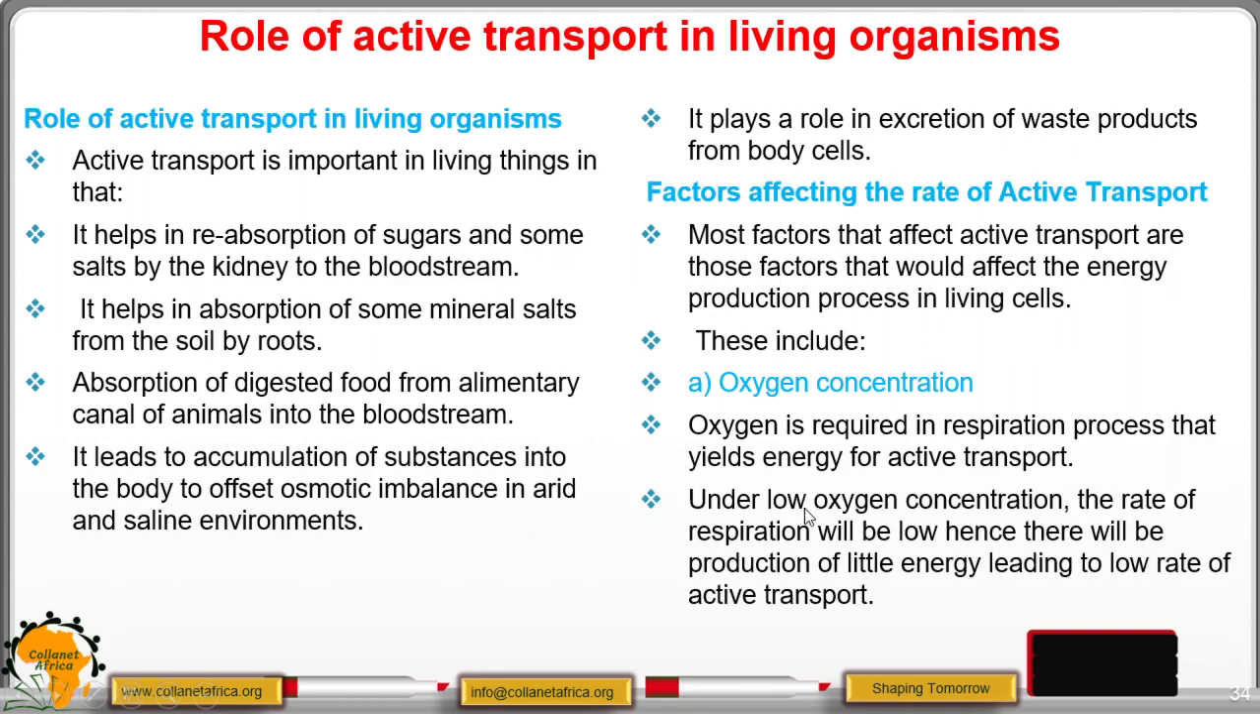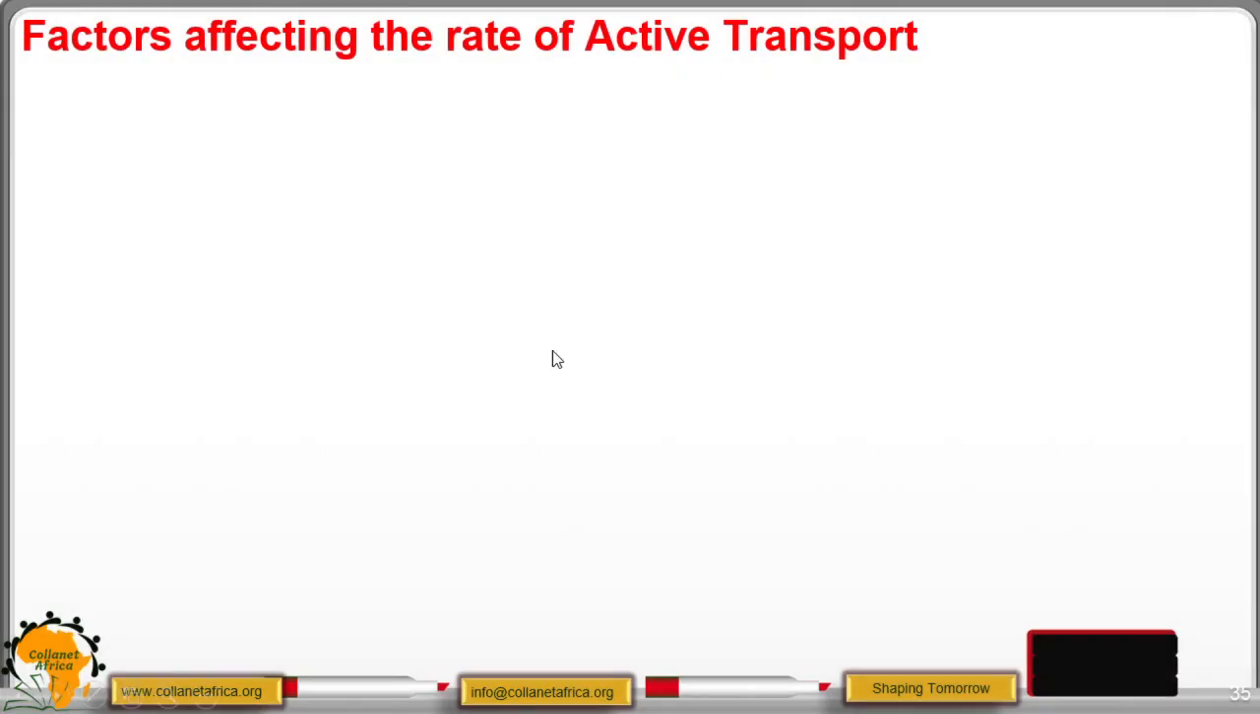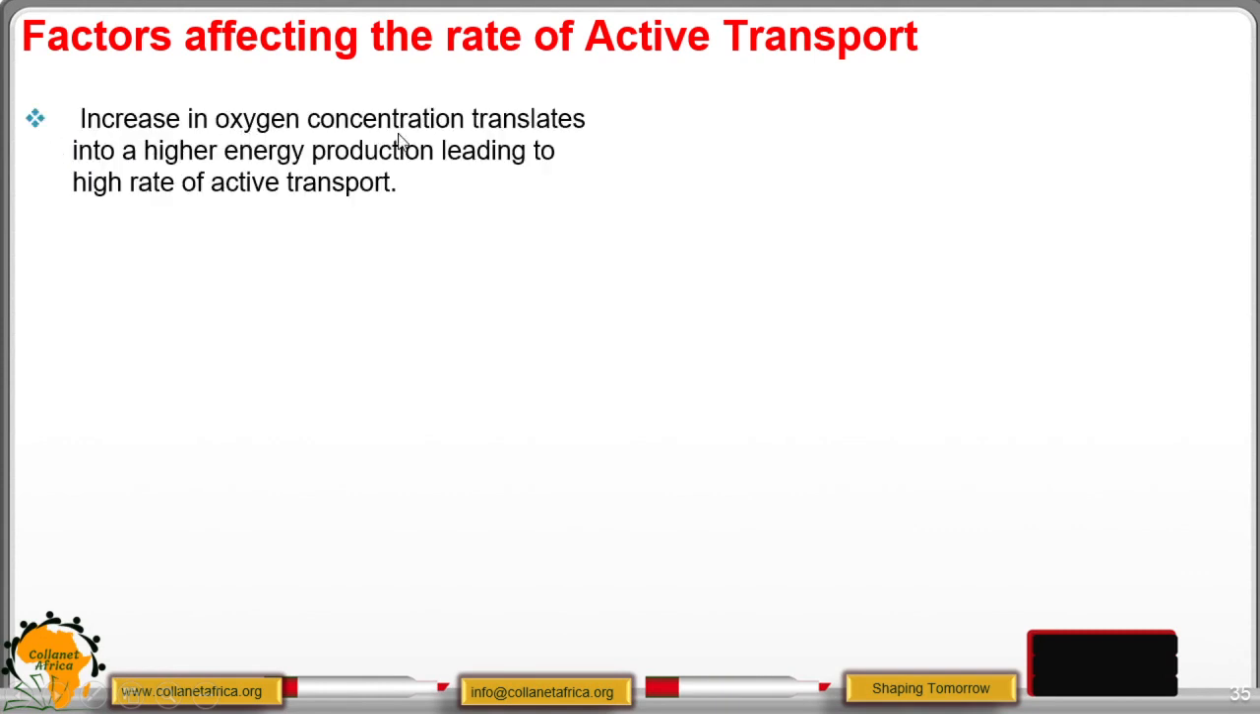So in cases of low oxygen concentration, the rate of respiration would be low. Hence, there would be production of little energy that results in low rate of active transport. On the other hand, an increase in oxygen concentration leads to higher energy production, therefore higher rate of active transport.